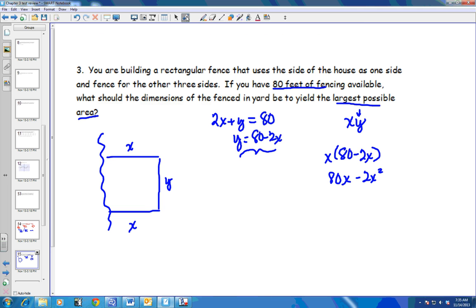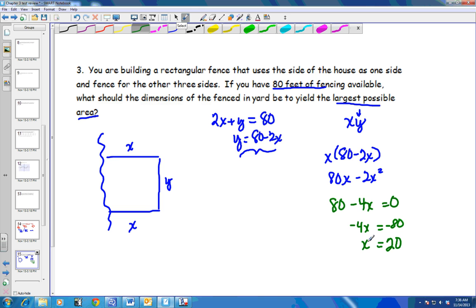Now I'm going to find the derivative. So the derivative is 80 minus 4x squared. Set that equal to 0. So negative 4x squared equals negative 80. Dividing by 4, I get x squared equals 20. Here's my problem. I knew something was wrong. This is not x squared anymore. It's just 4x. So I'm going to fix that real quick. Okay, because the derivative of 80x is 80. This is 4x. Okay. So x is equal to 20.